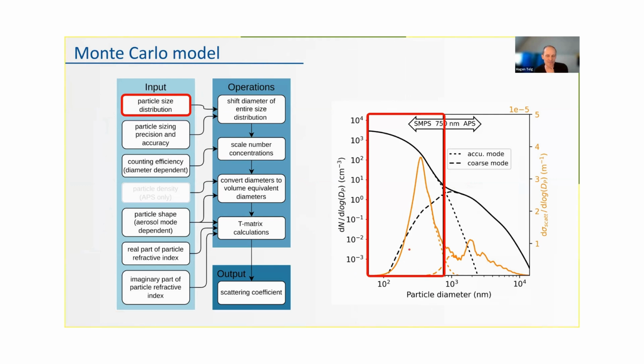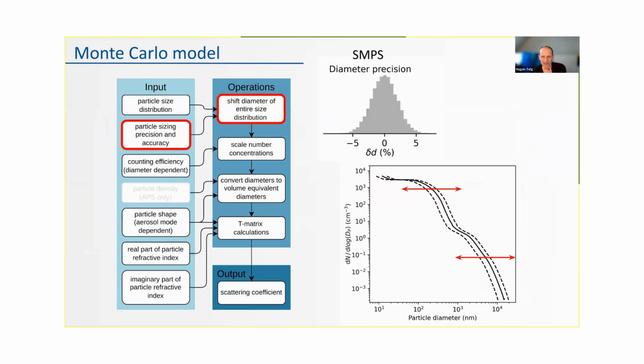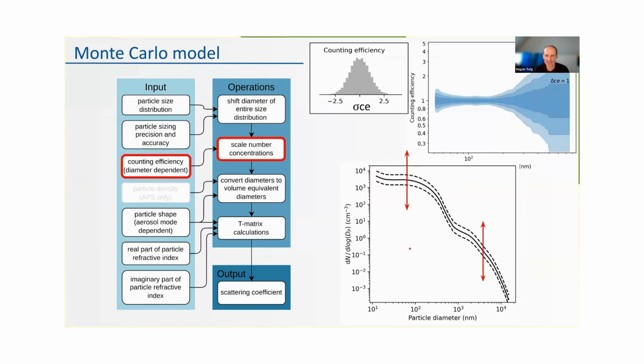In the first step now, I will take a random value of the diameter precision and just shift the size distribution accordingly. In the second step, I take a value from this standard normal distribution and apply accordingly a counting efficiency, which is just scaling our size distribution.